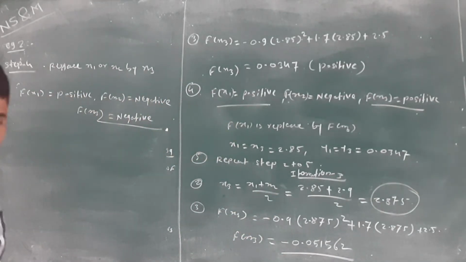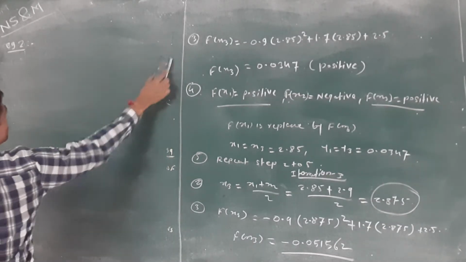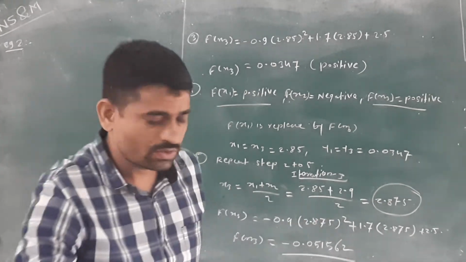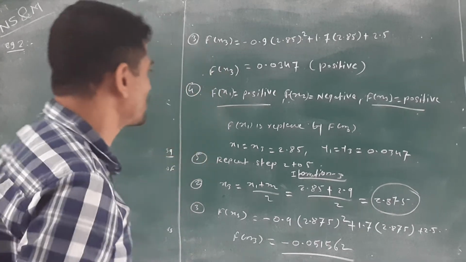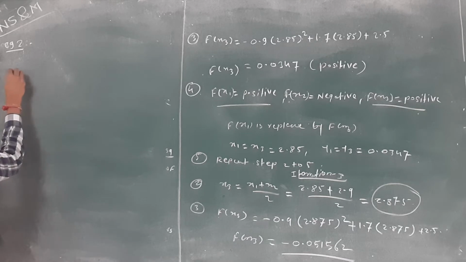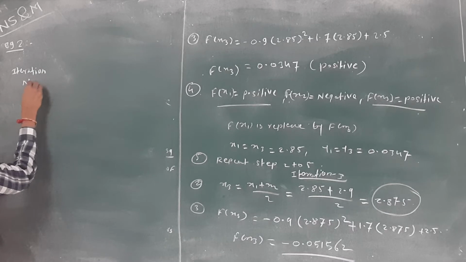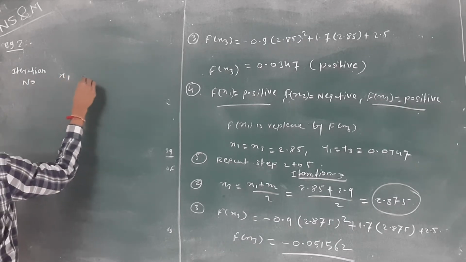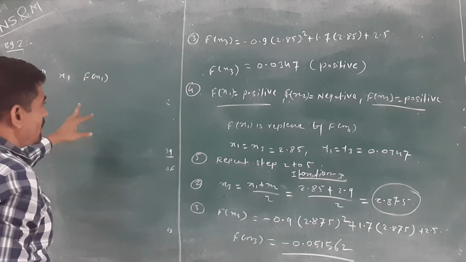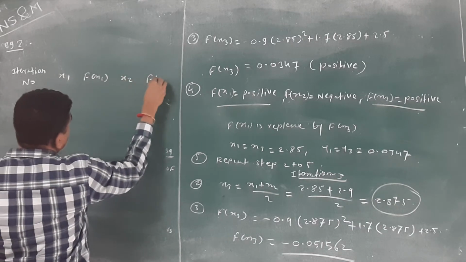We will check that with the help of a table. I will write here table. No need to add more steps because we are getting the root of the equation in the third iteration. First, iteration number 1, you know that iteration number. Then we will write x1, f of x1, or directly can I write here y1, x2, f of x2.